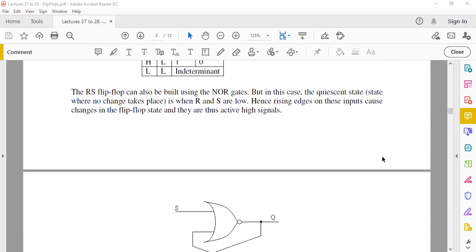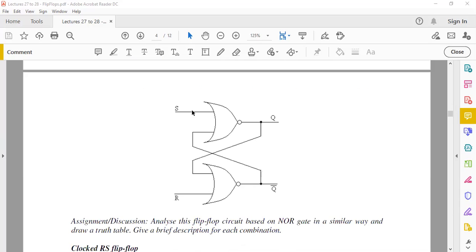As an exercise for you now, I'm giving this one. This is a flip-flop based on NOR gates. You can do a similar analysis here. I want you to start looking at different combinations of S and R, putting Q and Q bar at different states and seeing what is a stable state for this flip-flop circuit with NOR gates. One comment about NOR gates: we know that whenever one of the inputs is high, the output has to be low. So already this is telling you that the indeterminate state would be when S and R are both high, because this is where you are trying to produce Q and Q bar both low.